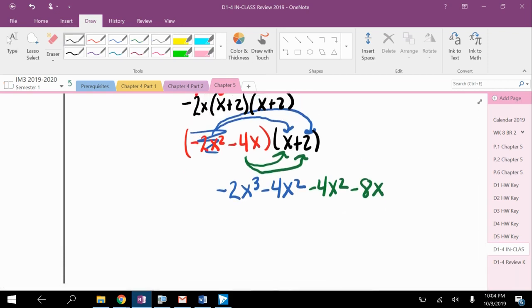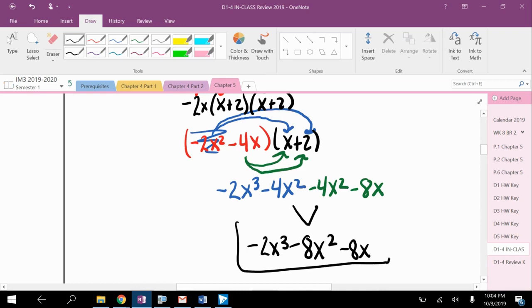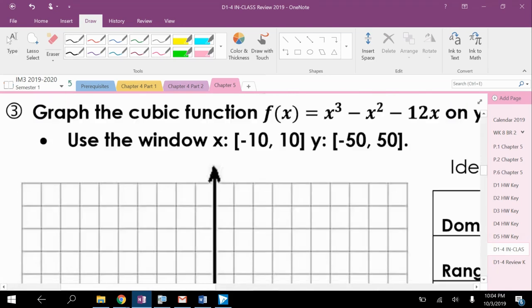We have to combine like terms. Be careful, they don't just cancel out. -4 minus 4 is going to get you a -8x squared. Again, if you owe someone $4 and you borrowed 4 more, you now owe them 8. Bring down a -8x. Bring down the -2x cubed, and you are all done. That is in standard form. Okay, let's move on to the next part.